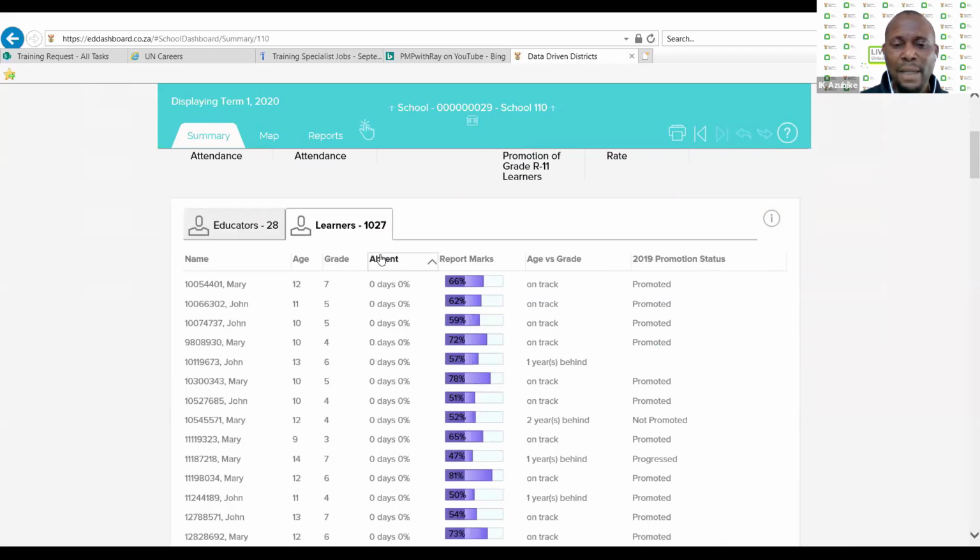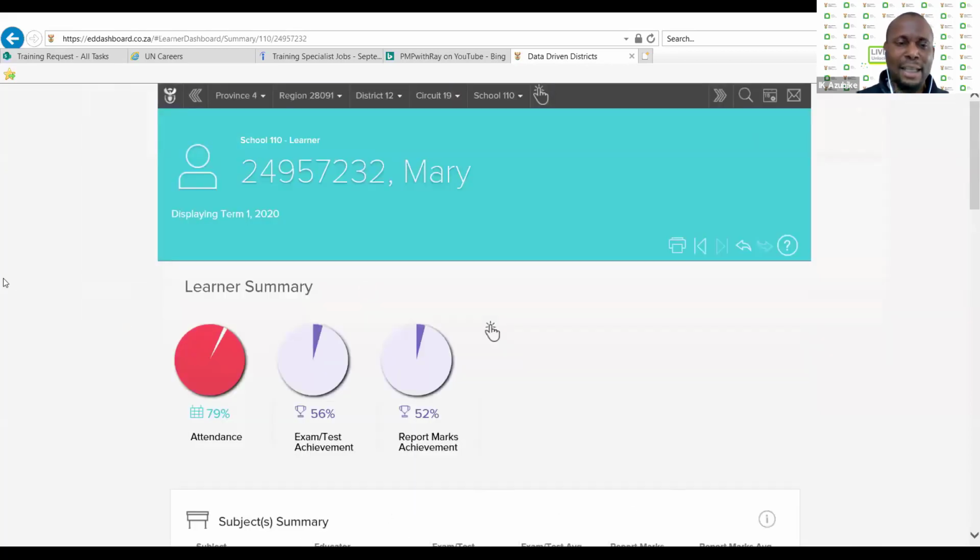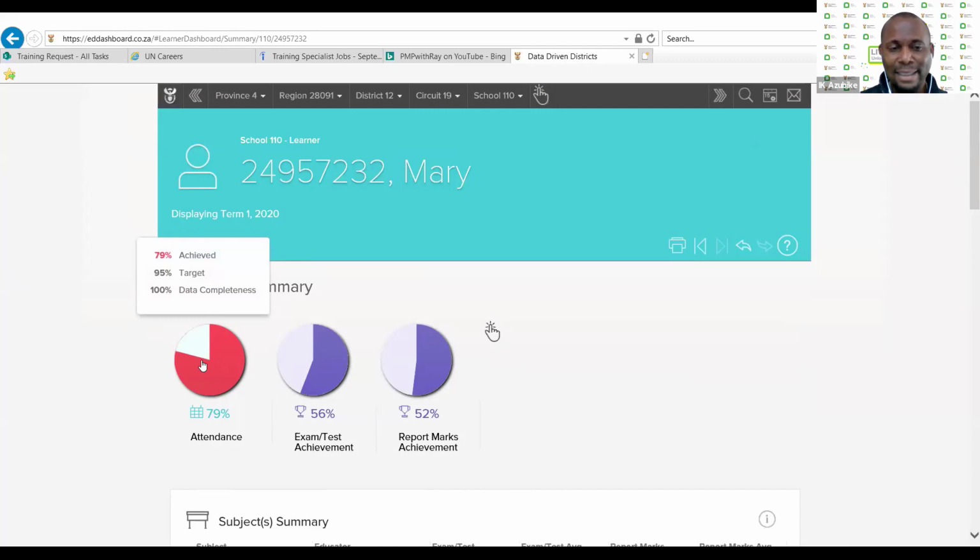It takes us from the highest to the lowest. Now we click on this. Okay, it has taken us to the page of the first learner, which is Mary, that has 10 days. Can you see now that this is in red? Because it did not meet the 95% target. So it's showing that attendance of Mary for term 1 2020 did not meet the 95% target.